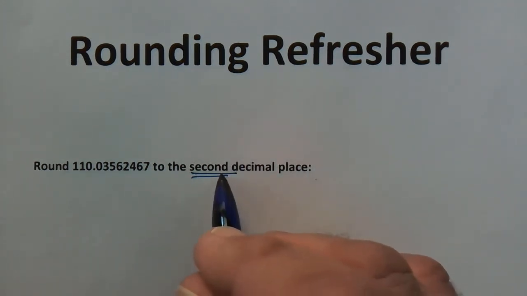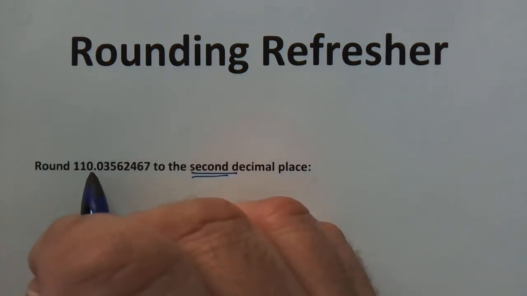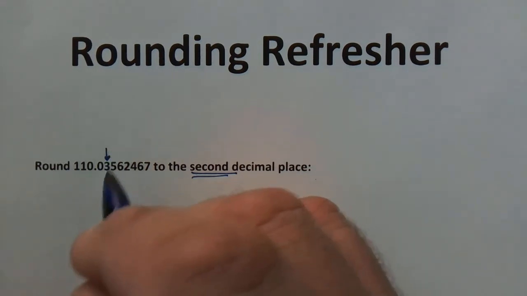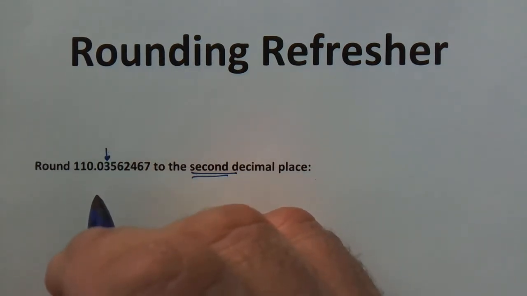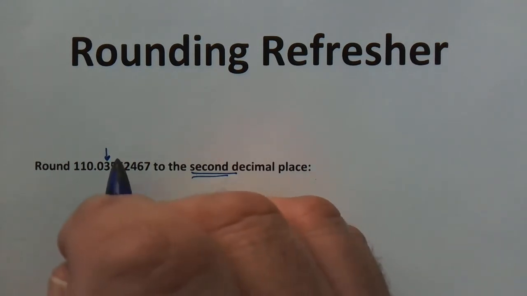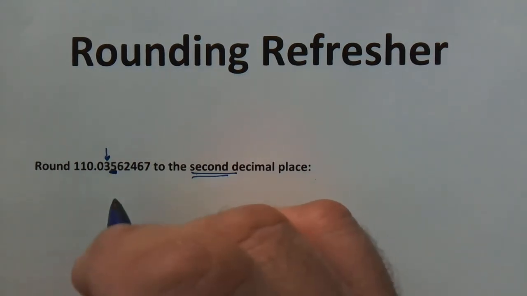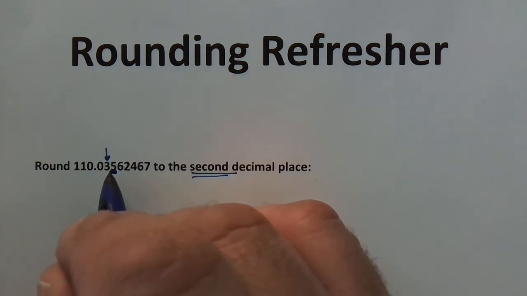But since it's telling us to round to the second decimal place, I like to put an arrow over what we're rounding to. So here's the decimal. We're going to 1, 2. So I'm going to round to this number. That's the one that we're actively going to change or not. And we always look to the next number to the right. The next number to the right, in this case 5.